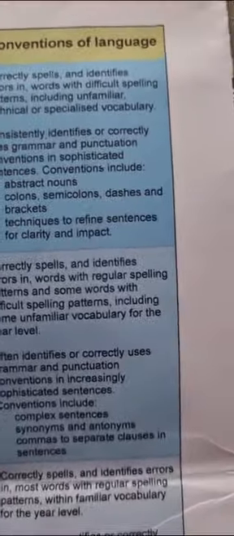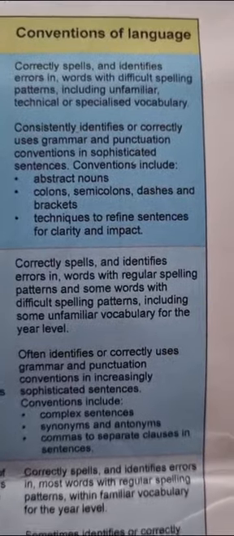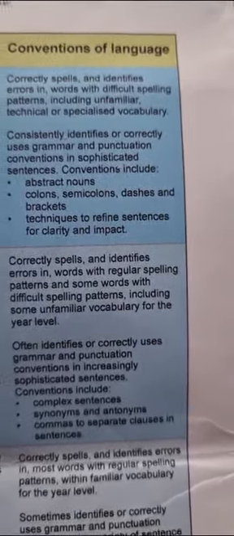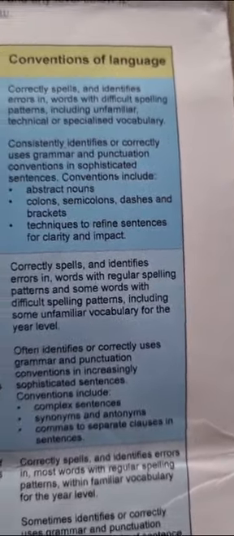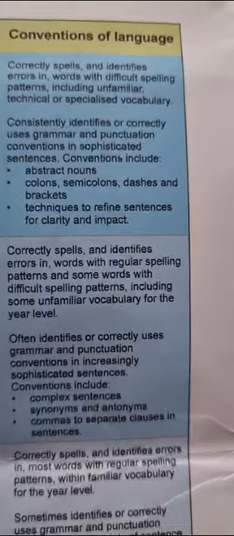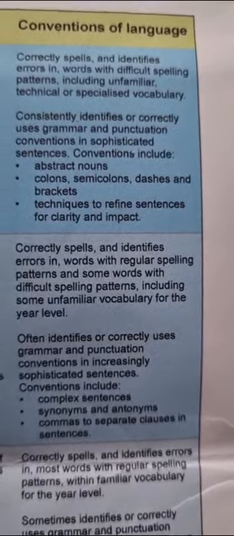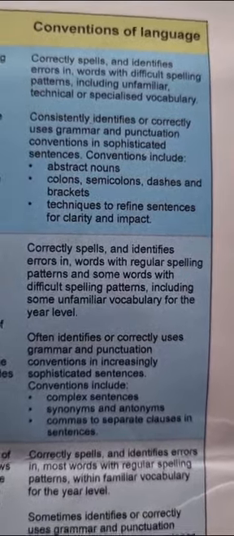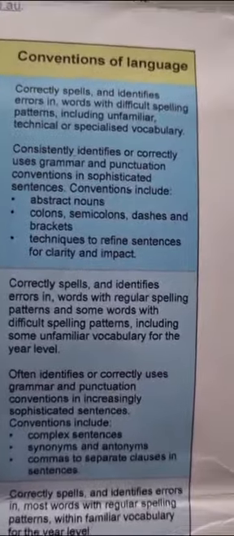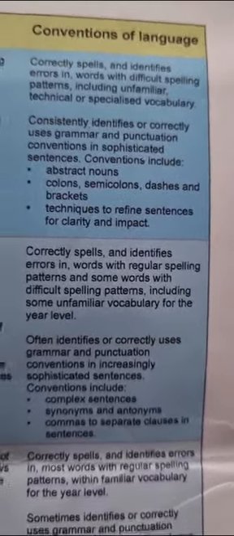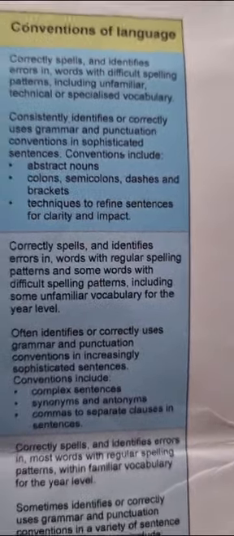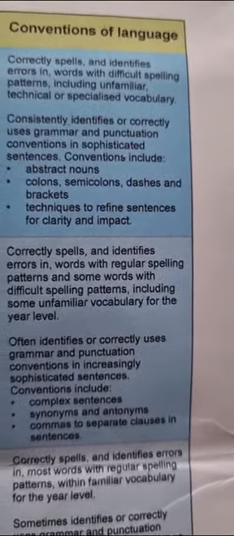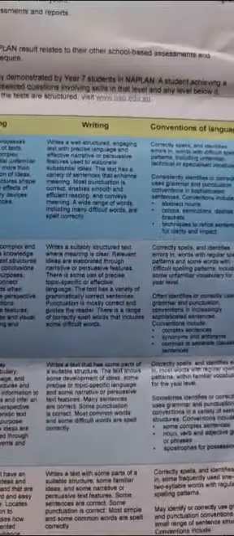Conventions of language. Correctly spells and identifies errors in words with difficult spelling patterns, including unfamiliar technical or specialized vocabulary. Consistently identifies the correctly used grammar and punctuation conventions in sophisticated sentences. Conventions include abstract nouns, colons, semicolons, dashes, and brackets. Techniques to refine sentences for clarity and impact. So this was the exceedings.